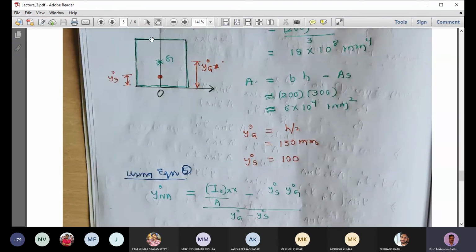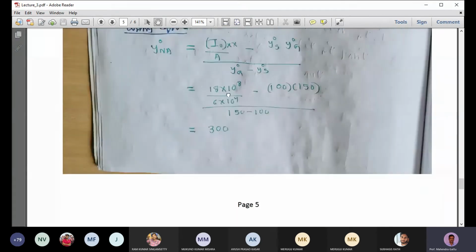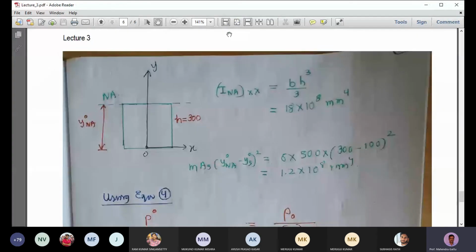Okay, from here it is lying at a distance of 300, which happens to be the height of the rectangular cross section. So let's look at that figure. So we have that rectangular cross section, and the neutral axis location is at now this position. So this happens to coincide with the top of the rectangular cross section.